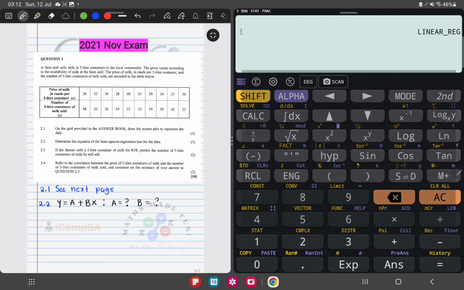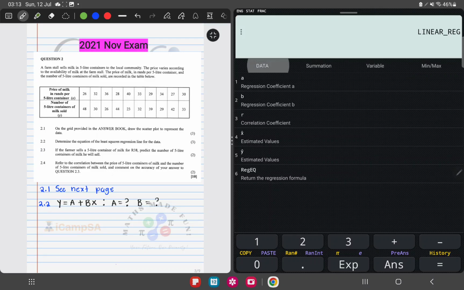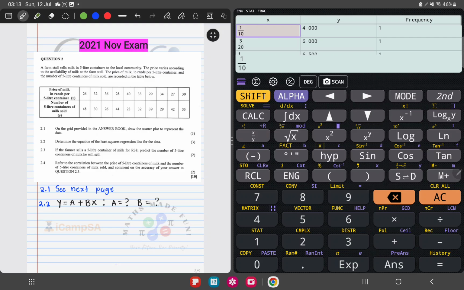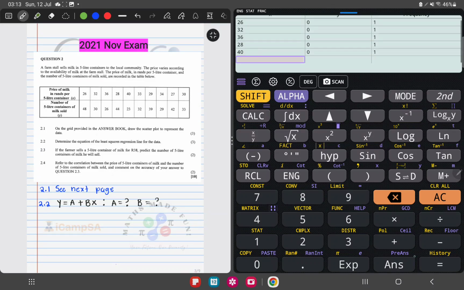Right, so clear shift 1. We need to go to our data, A plus BX, and we need to insert our data here. If you look at the x, we have 26, then 32, that's okay, then 36, that's okay, 28, then we have 40, 33, then 29, then 34, then 27, and 30.